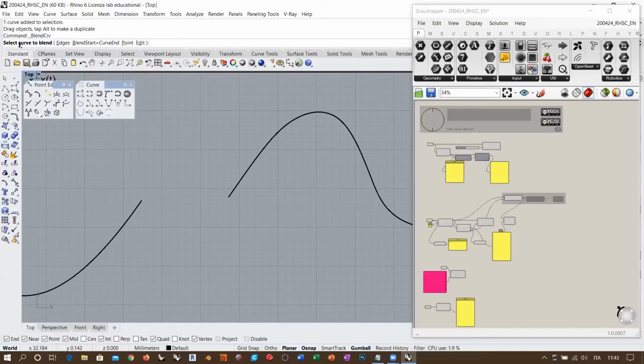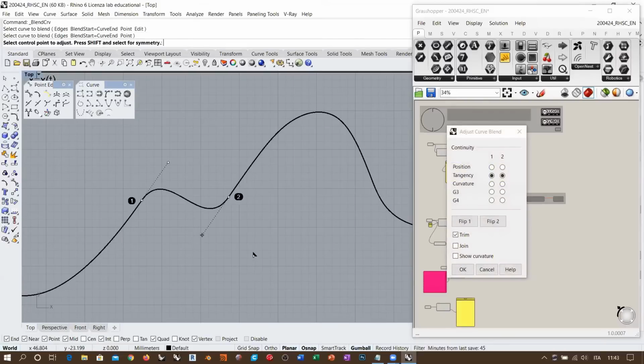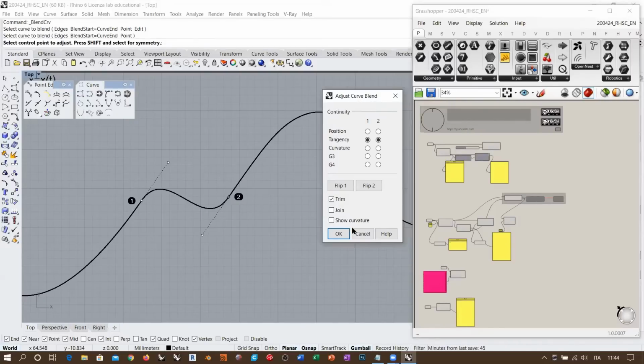You must select a curve, start curve to blend, which is this one, and the second curve to blend, which is this one. And we start to get this connection line here. Now, this connection line is quite a complex line. It is based on the general properties that you adjust in this interface here. This is the interface for the adjust curve blend, right?